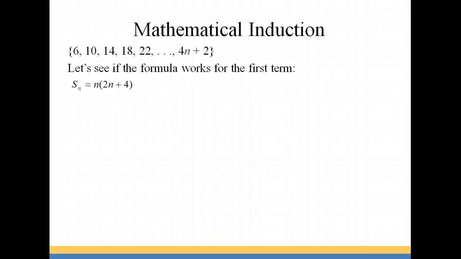Okay, let's see if the formula works for the first term. Our first term is 6, so our output should be 6. Our input value is 1 because we're only adding together one term. So we have 1 times 2 times 1 plus 4, which gives us 6.